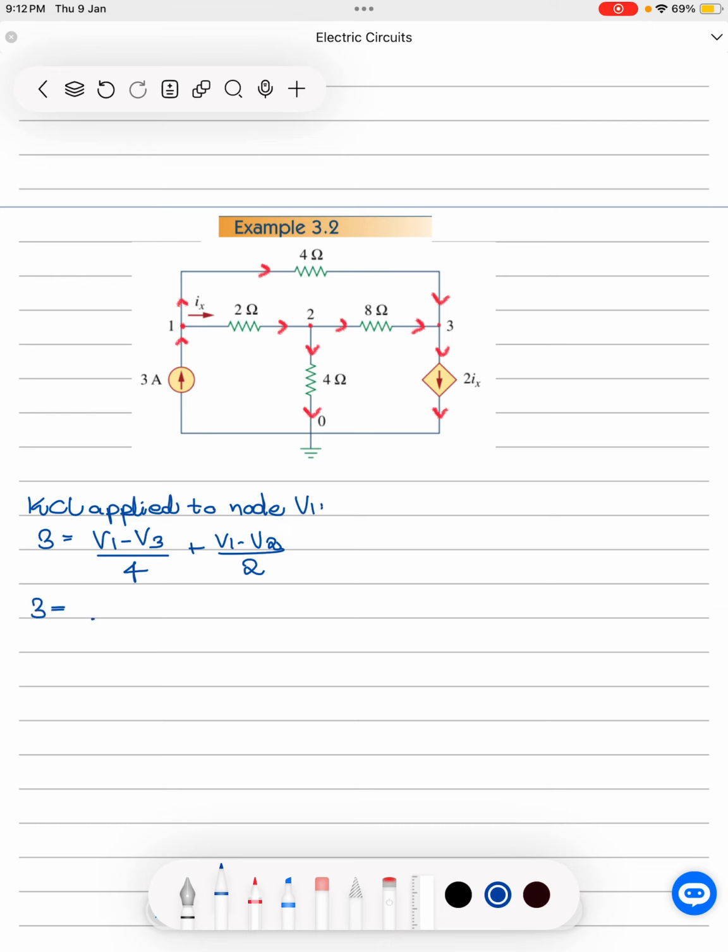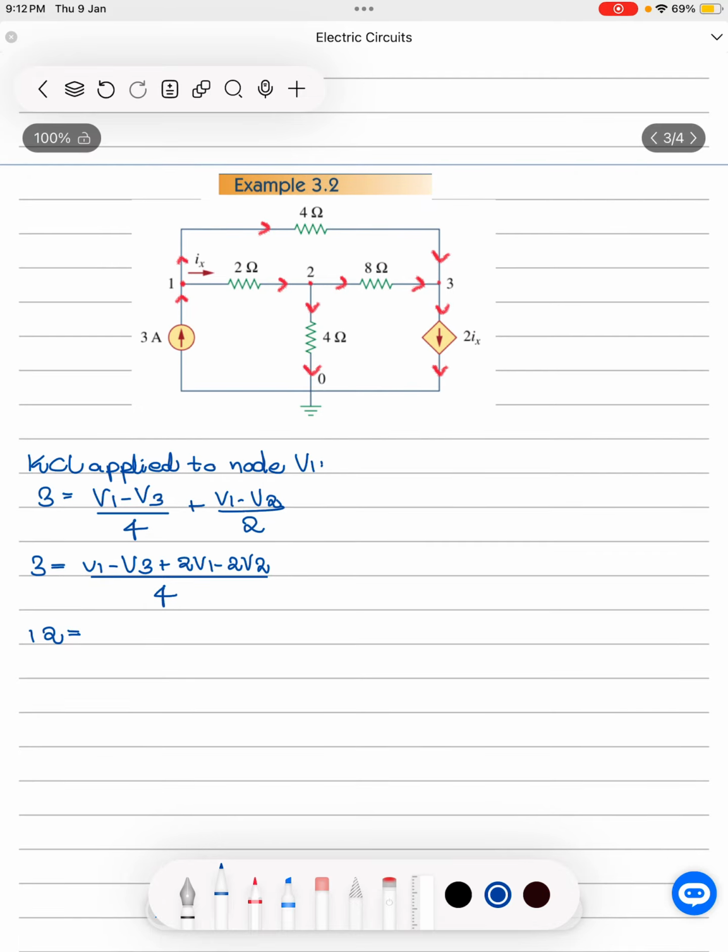Okay, now we're going to take LCM. This would be V1 minus V3 plus 2V1 minus 2V2, equals 12. So 1 plus 2 is 3V1 minus 2V2 and minus V3. The final result of this equation is 3V1 minus 2V2 minus V3 equals 12. Okay, this is equation number 1.